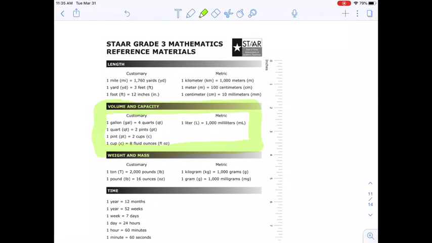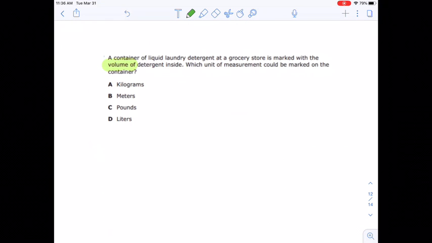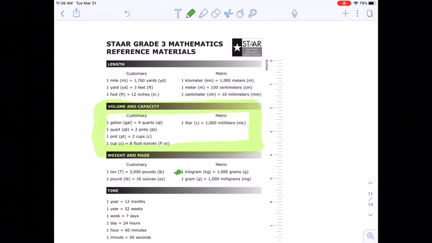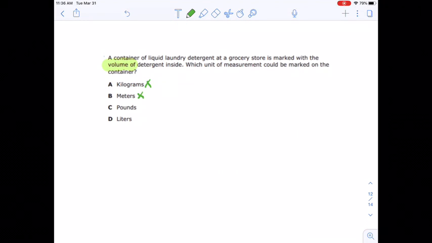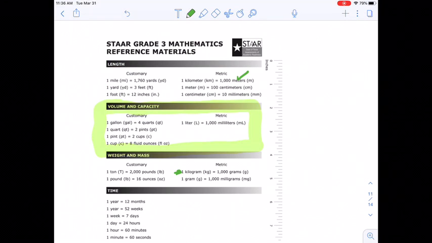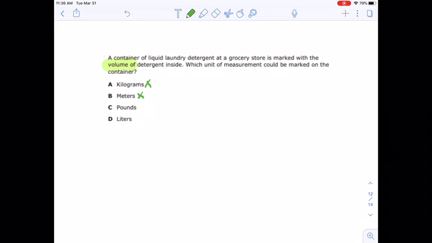Where do you see kilograms? Here's kilograms. Is that volume and capacity? It's not. So that cannot be our answer. How about meters? Where do you see meters? Is it in volume and capacity? Nope, it's up here. So it's length. We're not even worried about length this week. So let's see. What's next? It can't be liters. How about pounds? Does pounds fall in volume and capacity? Nope, pounds is down here in weight and mass. So we know it can't be pounds.